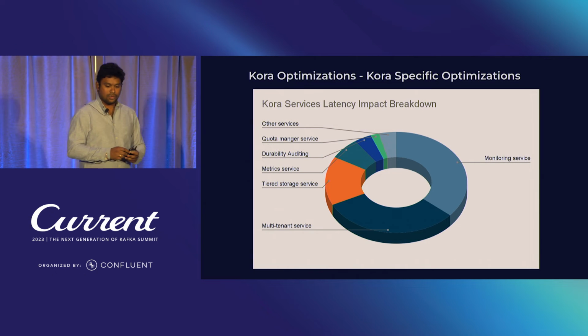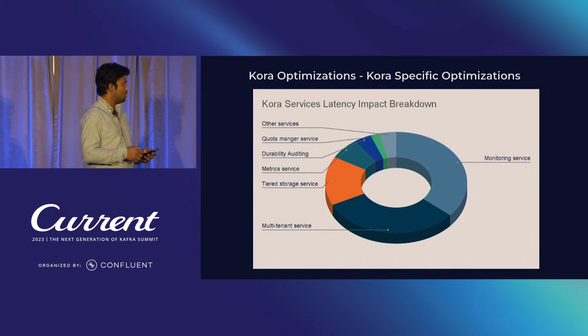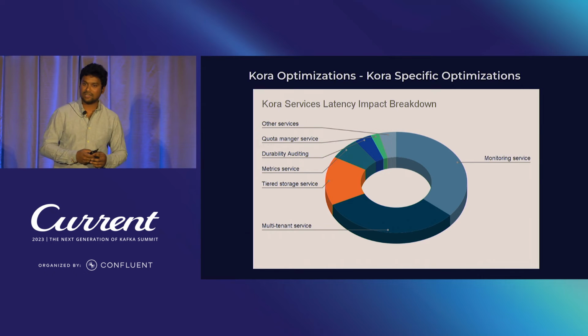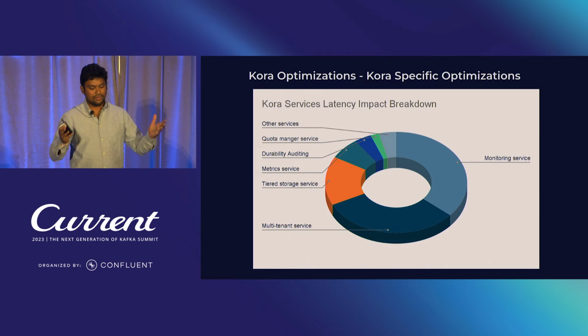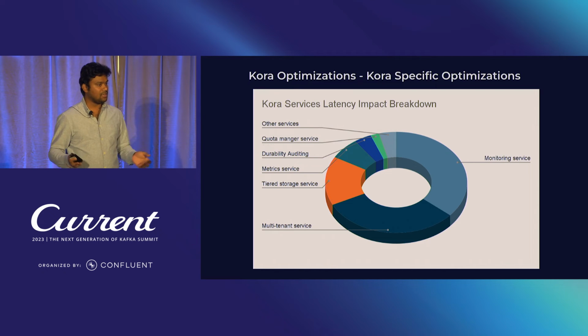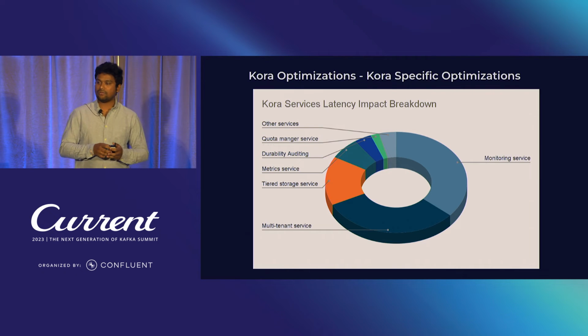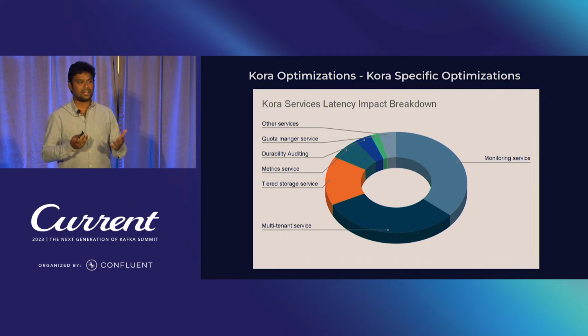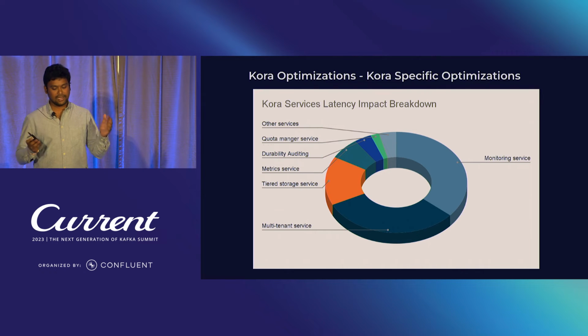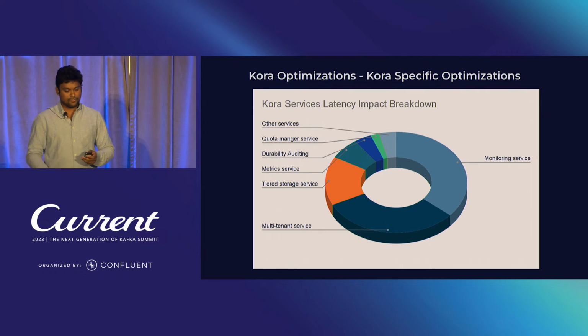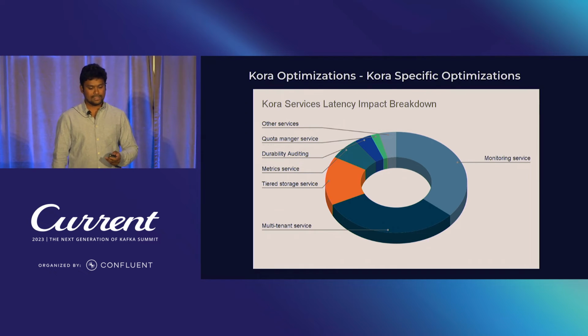All right, so we talked about all the Kafka-specific optimizations. What about all the Kora services-specific stuff? This is a latency breakdown that we found of all the services that we have in Kora that were causing latency impact. I'm not going to go into each of these services because they're very specific to Confluent Cloud and our managed offering, but it's an example. And you can see the monitoring service is the biggest. It takes away a bunch of time from the end-to-end latency.